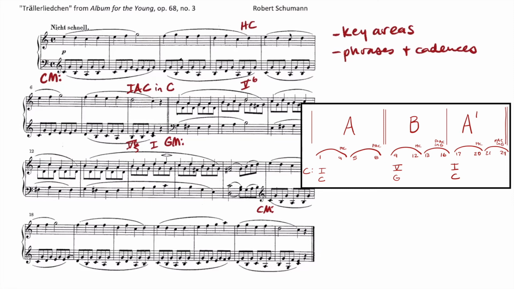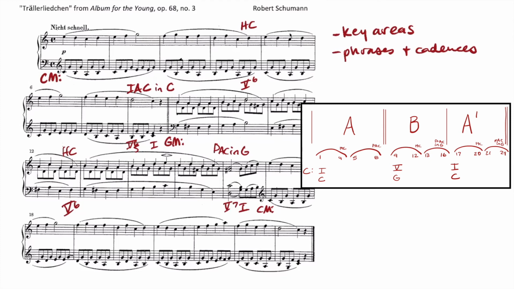Now let's take a look at the B section. I hear a similar phrase structure, where at the end of measure 12, I'm hearing an implied half cadence with dominant harmony, and then a perfect authentic cadence in G at the end of the B section.